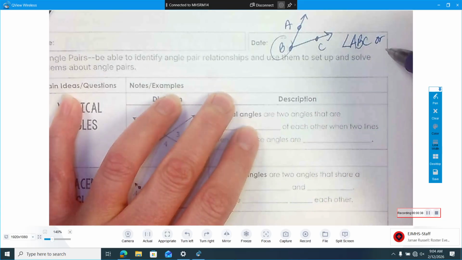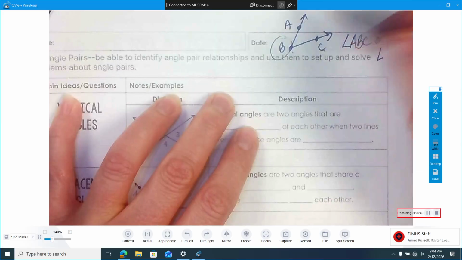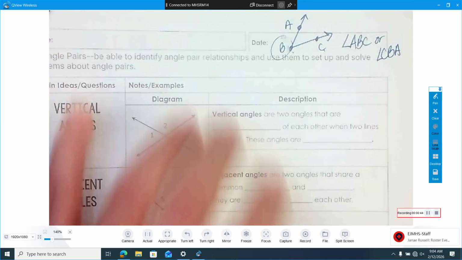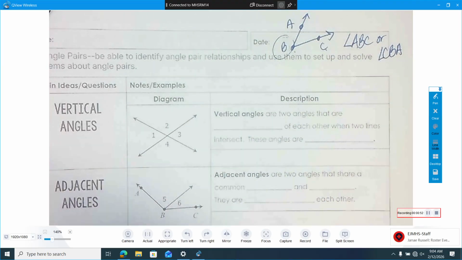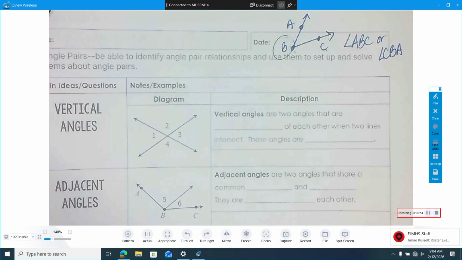Or we could name it what? CBA, yes. So as long as the vertex is in the middle, then that will do just fine. So today you guys have adults math, and these are the 2 ways that they want those angles named, okay? So keep that in mind.